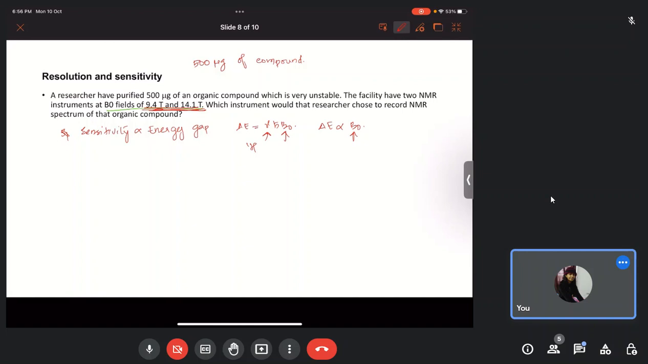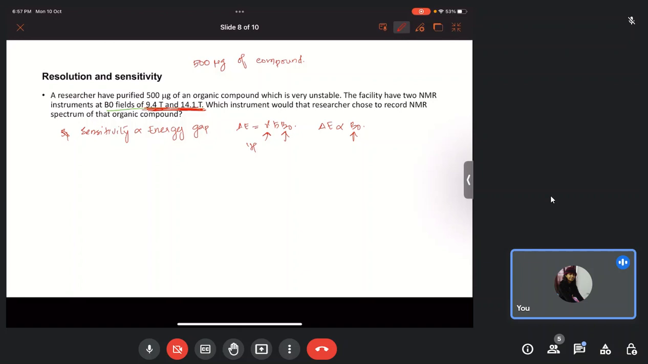So which instrument should that researcher choose? Should he choose 9.4 or 14.1? What do you think? Yeah, we have to choose the 14.1 Tesla instrument, because that's when you have the higher energy gap between the ground state and the excited state of the nuclear spin states, which will in turn increase the sensitivity of the NMR signal that you observe.